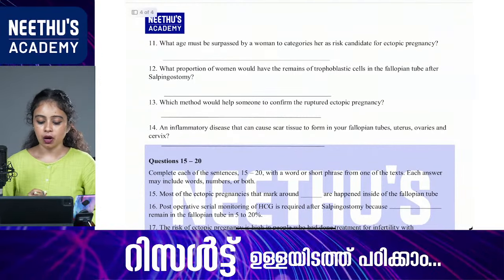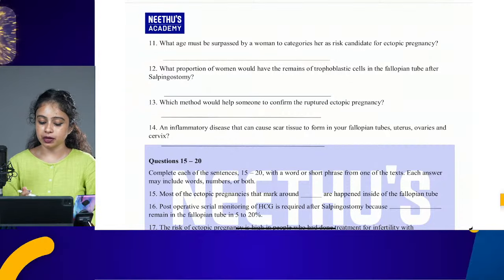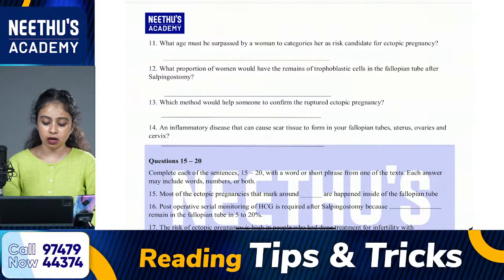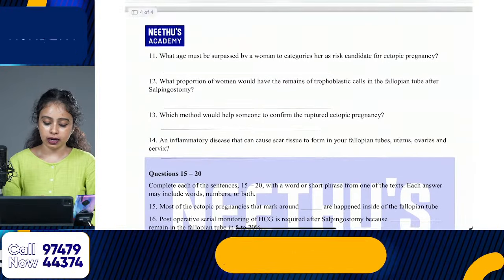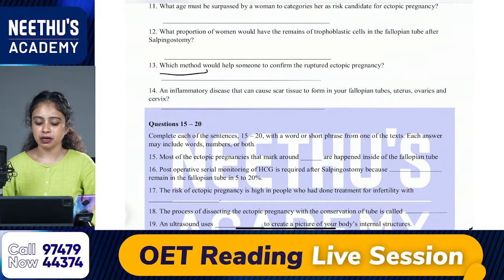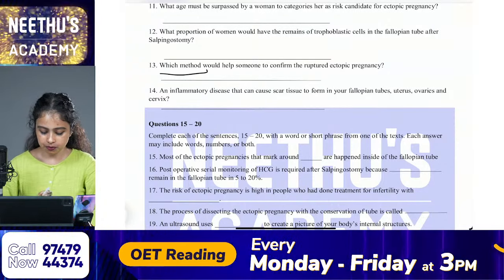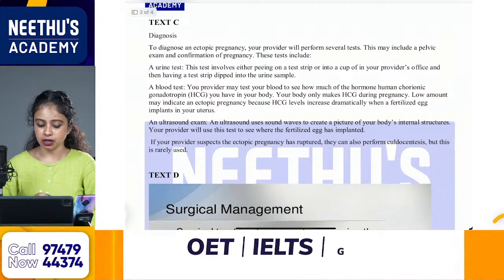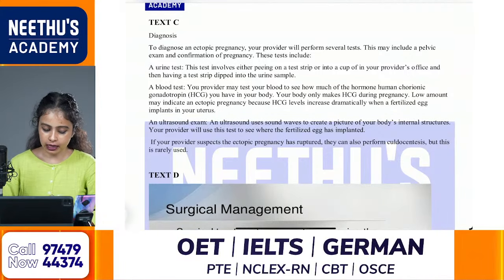Then the next one, which method would help someone to confirm the ruptured ectopic pregnancy? Which method? Any idea which method we are using? So which method would help someone to confirm it? The confirmation or diagnosis which is mentioned here. So what about the method? Is it ultrasound?